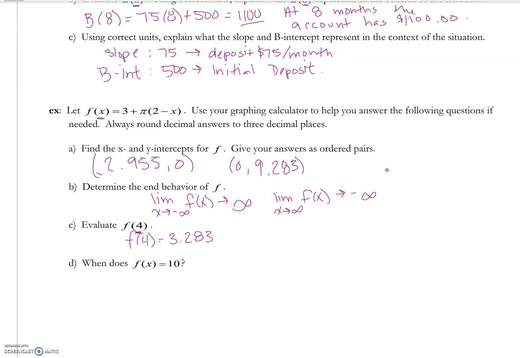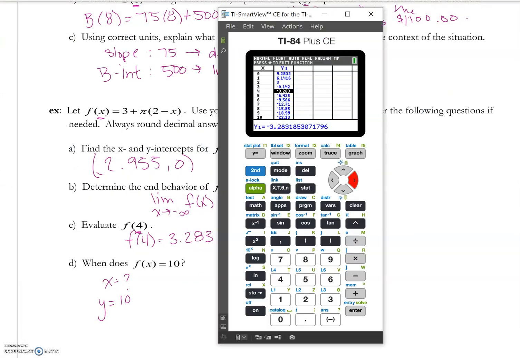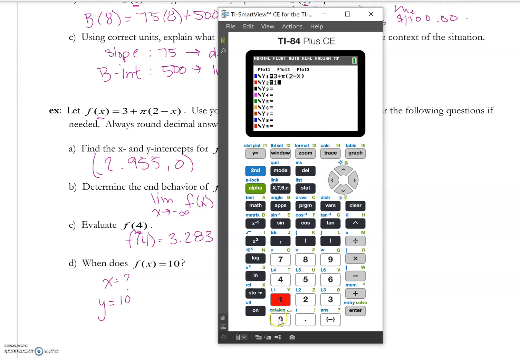So f of 4 equals negative 3.283. And lastly, when does f of x equal 10? We're looking for the x value when y equals 10. So when we go back to our y equals, we leave our function in there, and in y2, we type in the number 10. I hit graph, and I see this line going straight across up at the top. It's kind of hard to see the point of intersection though, so I am going to fix my window.